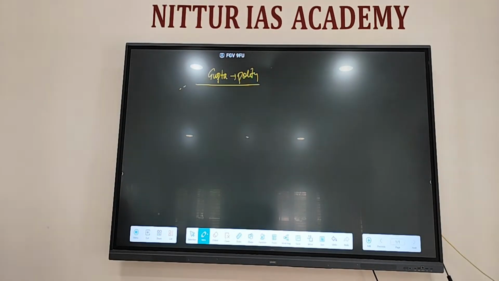Which are the nine Navaratnas associated with Chandragupta Vikramaditya? Kalidasa was one. Then Amarasimha, then Vetalabhatta, Varahamihira, Vararuchi, Shanku, and so on. Those were the nine Navaratnas that you keep in mind. And the books they have written, that also you keep in mind.